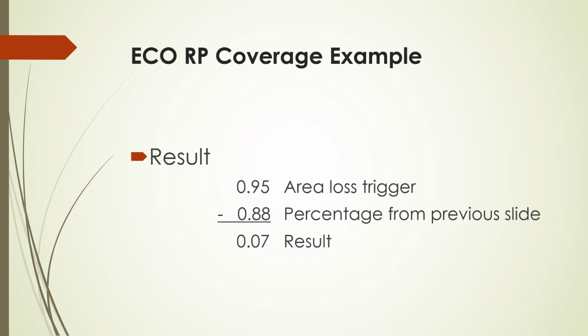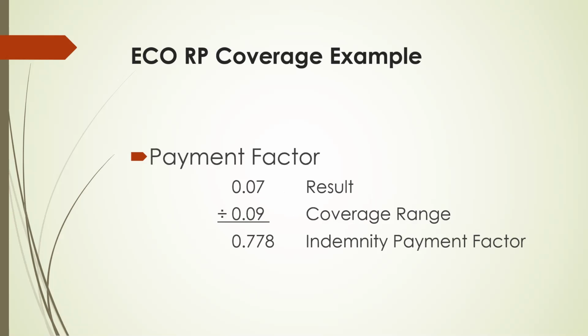So then we need to get the results. We take the 95% area loss trigger and subtract the percentage from the previous slide of 88%, and we come up with a 7% result. To determine the payment factor, we take the results and divide it by the coverage range. So we take the 7%, divide it by the 9%, and come up with an indemnity payment factor of 0.778.